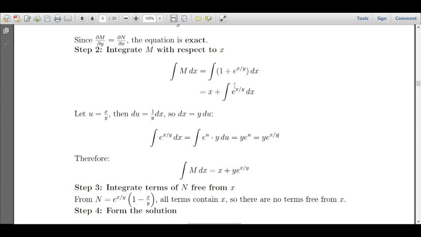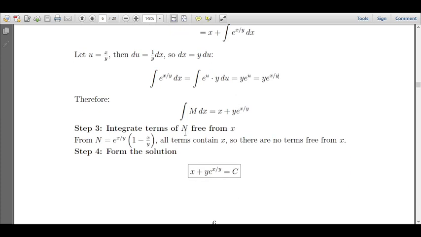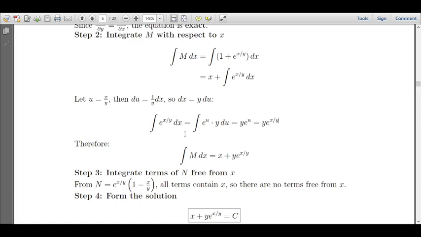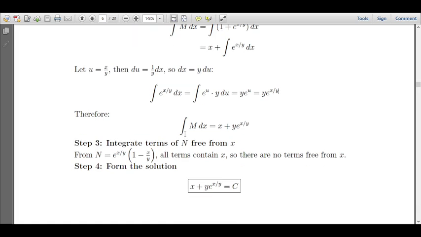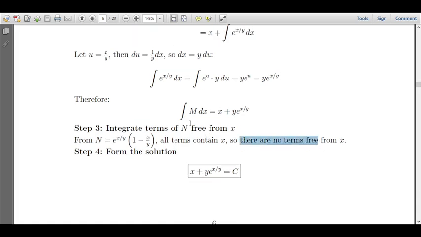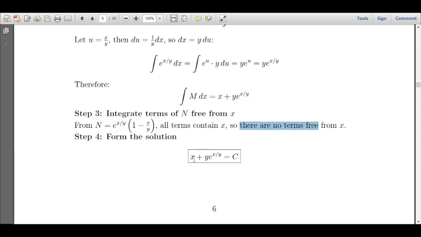And this is simple. Integration of e power ax, treating y constant. Here we treat y constant, and the constant term is 1 by y into x. So this takes the form integral e power ax. Integration of e power ax is e power ax by a, that is e power x by y by a, where a is 1 by y, so dividing by 1 by y gives y. So x plus y e power x by y. Now the terms in n that do not contain x: there are no terms free from x, so it is 0. Therefore, from step 2, the solution is x plus y e power x by y equal to c.